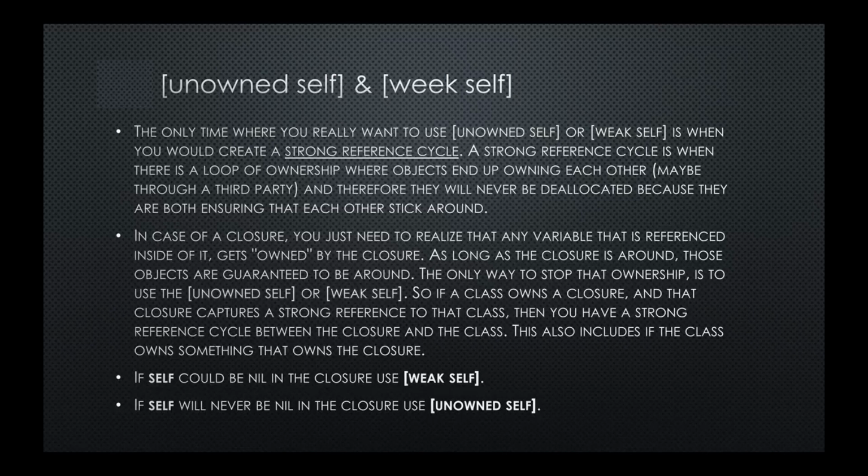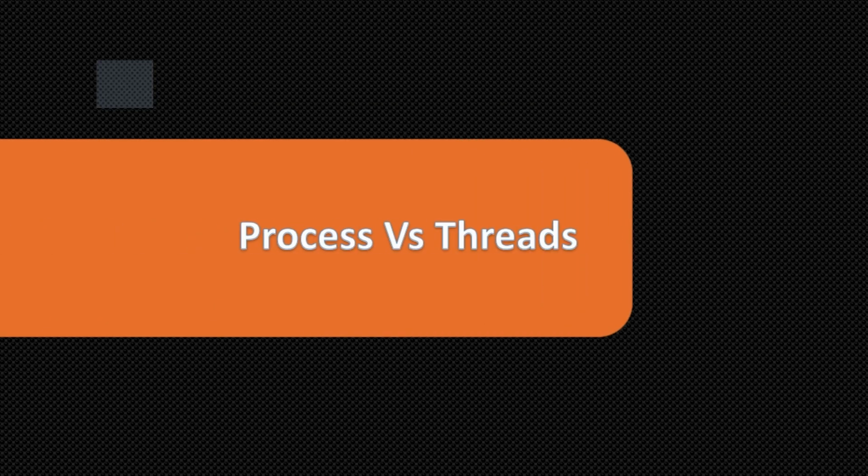So over here we are doing it for our class, right? So self is representing the class, and the class will never be nil. Okay, so in this scenario we can use unowned self. This is why in closures we mostly use unowned self. We can use weak self also when self can be nil.